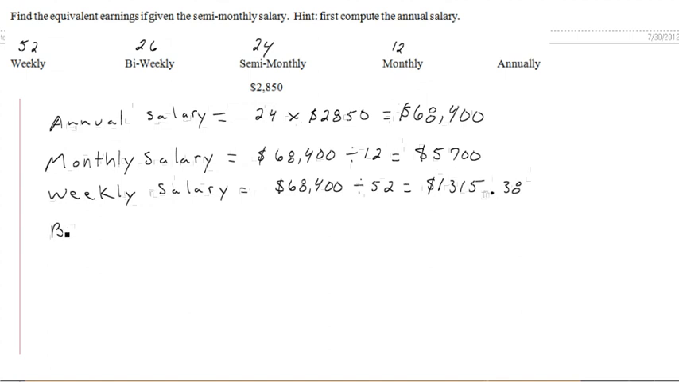Okay, and finally, to get my bi-weekly salary, I'm going to take the annual salary of $68,400 and I will divide it by 26, since with bi-weekly we're paid 26 times per year. And when I do so, I see that my bi-weekly salary is $2,630.77.